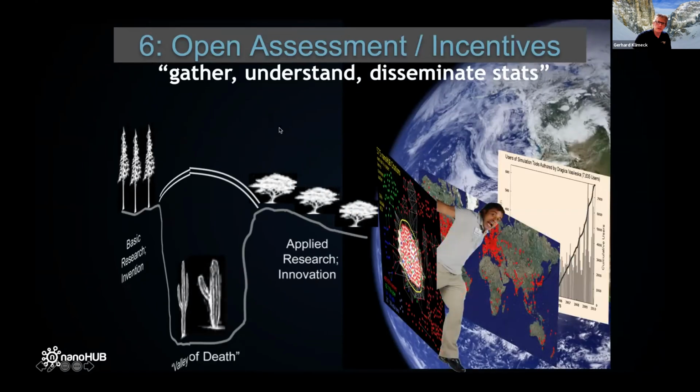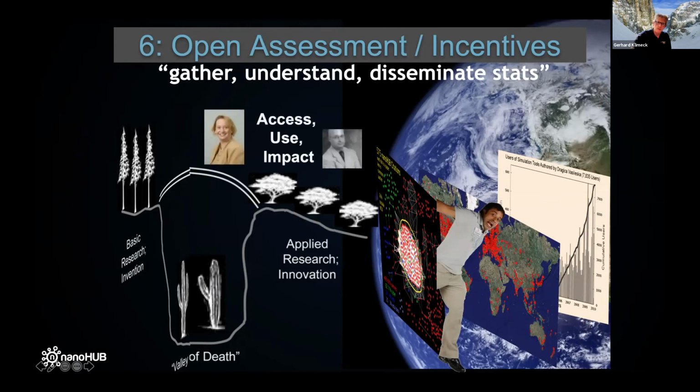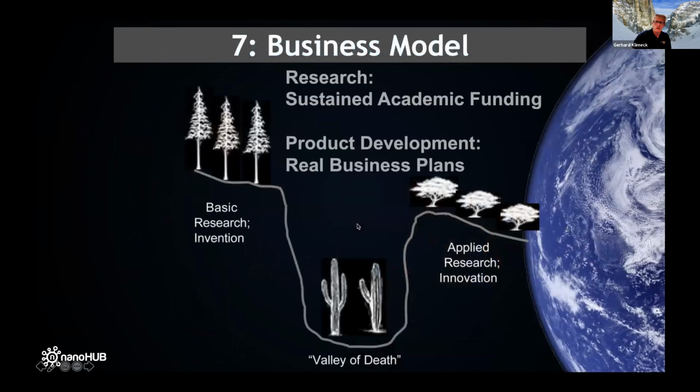Finally, almost finally, you have to have open assessment and incentives: gather, understand, and disseminate stats. For the longest time, I had a staff member dedicated to building pipelines for data gathering and spending time on this data. And you have assessment folks and communication folks that actually communicate these stories. And finally, you have to have a business model.